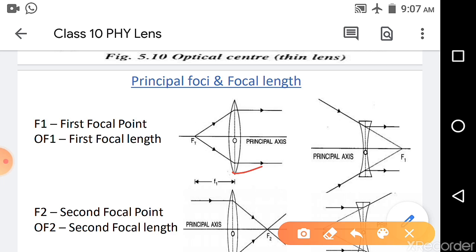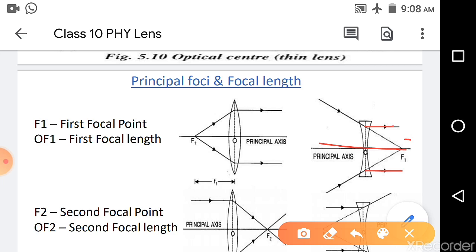Now for this concave lens, the light rays are incidenting on the concave lens, and those are actually directed toward a point F1 on the principal axis. But because of the presence of the lens, the refraction occurs here, and that's why those two light rays are refracted parallel to the principal axis.